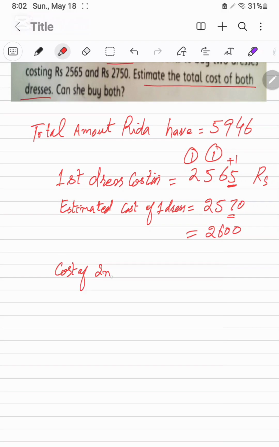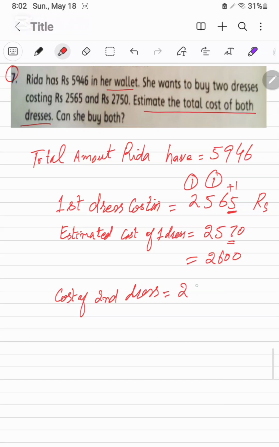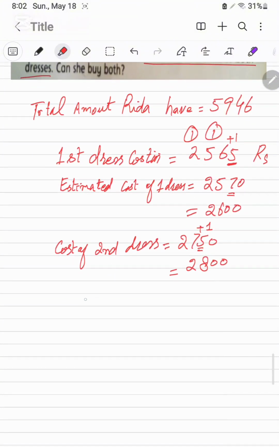Cost of second dress, its cost is the 2750. It will be rounded off to the 2800, because the last number is the 5. 5 will be dropped, and 1 will be added to the next number.